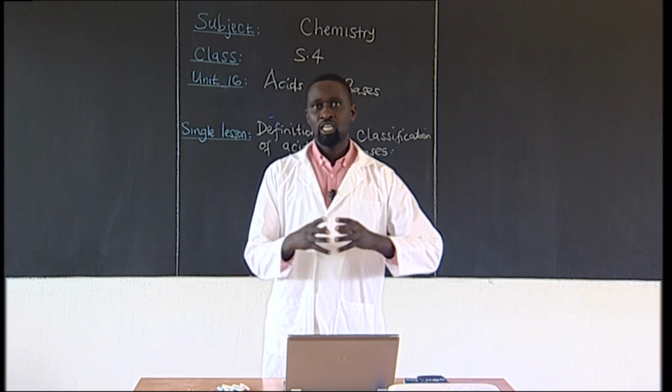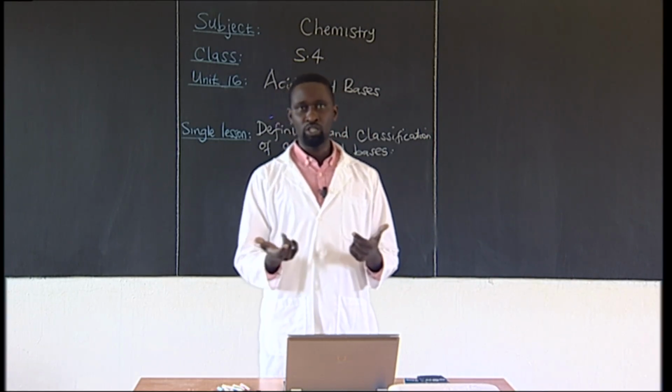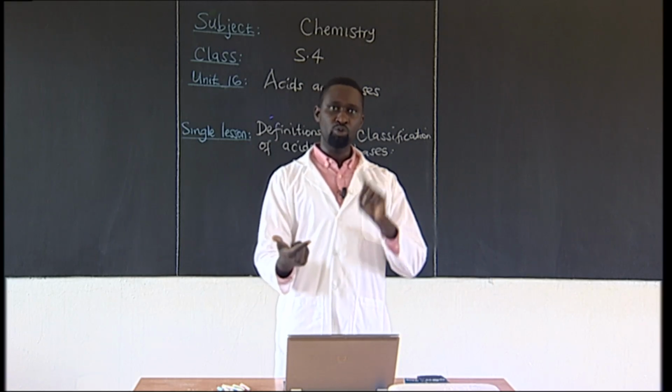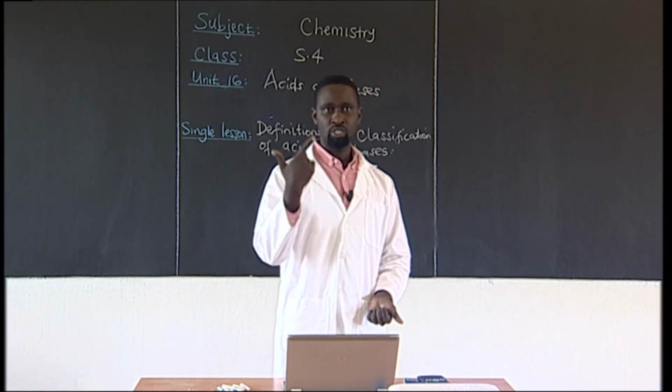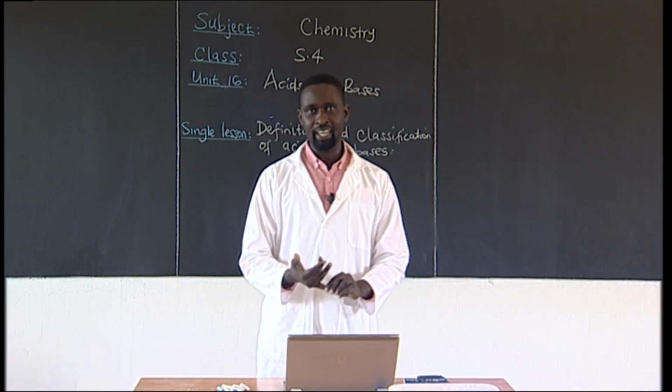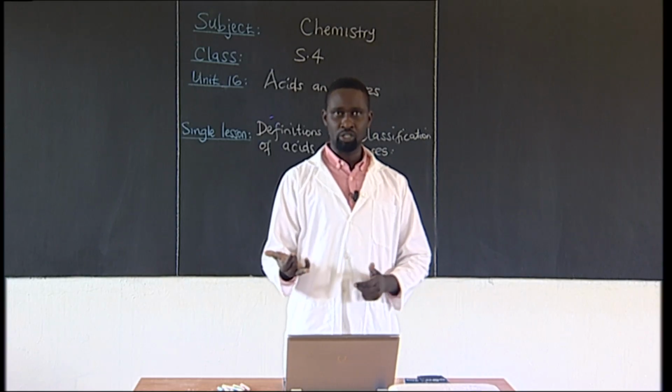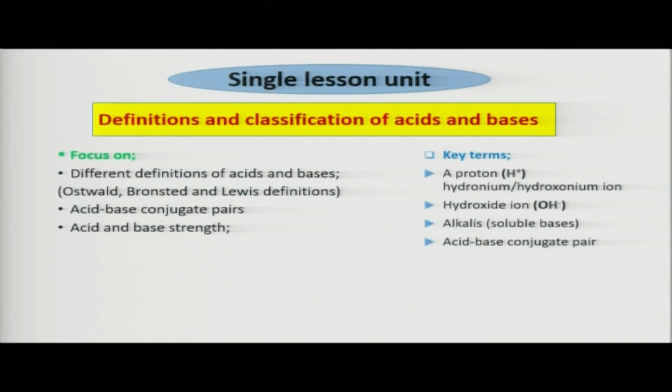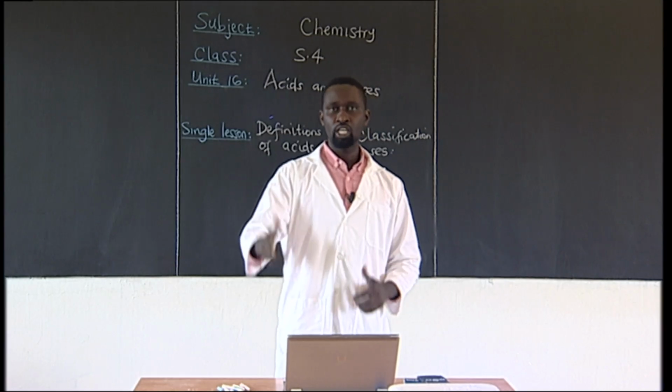They are used synonymously. So a proton or the hydrogen ion is when a hydrogen atom loses an electron. Then it forms a hydrogen ion, simple. Then we have hydroxide ion as a new key term we shall use. Then we have alkalis. Basically, when we talk of bases, you can have insoluble bases or soluble bases. If the base can dissolve in water, then that is called an alkali. Then we end up with acid-base conjugate pairs. These are the key terms we shall continuously be using.